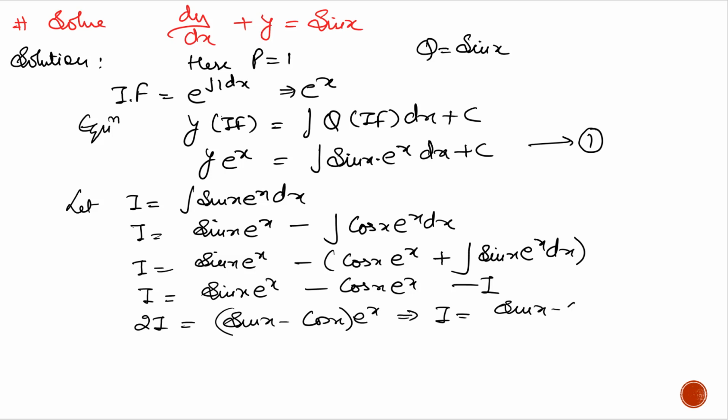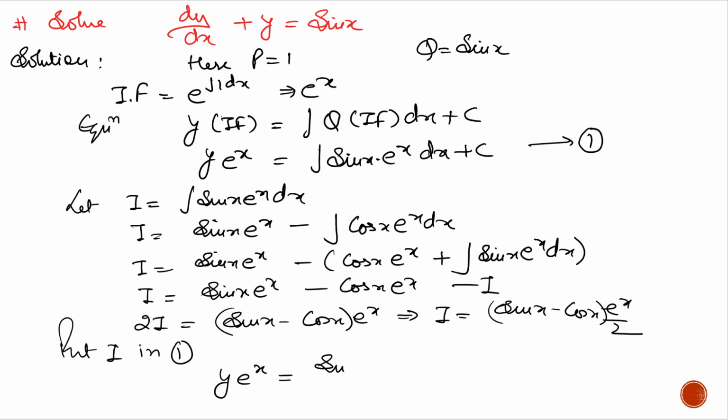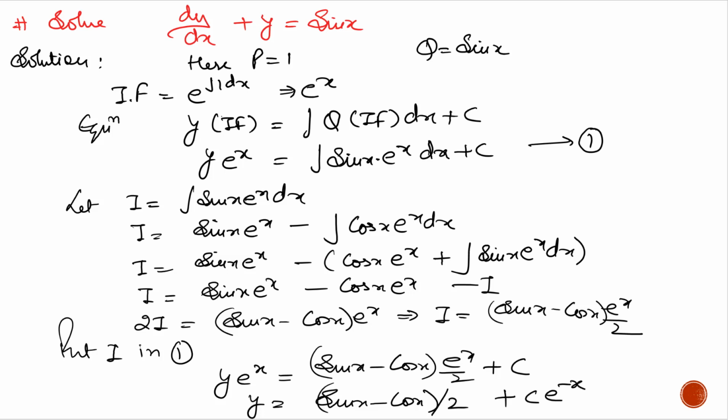So when we solve this, we'll get I equals sin x minus cos x into e raised to power x upon 2. Now put this in the first equation and we'll get y into e to the power x equals sin x minus cos x into e raised to power x upon 2 plus c. And by further simplification, we'll get y equals sin x minus cos x divided by 2 plus c into e raised to the power minus x.